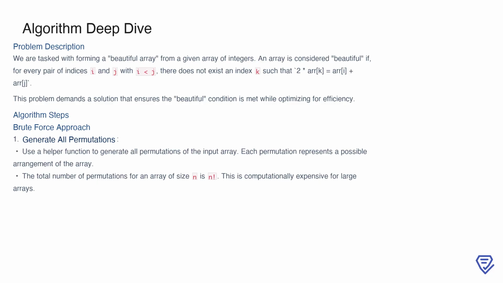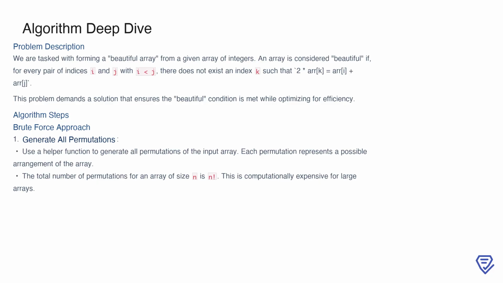The goal of this problem is to construct what we call a beautiful array from a given set of integers. An array is deemed beautiful if, for every pair of indices i and j where i is less than j, there is no index k such that the value at index k, when doubled, equals the sum of the values at indices i and j. This condition ensures that no triplet within the array violates this mathematical relationship.